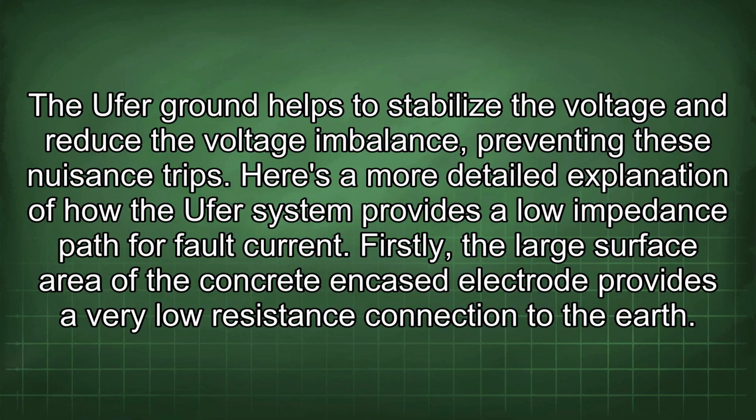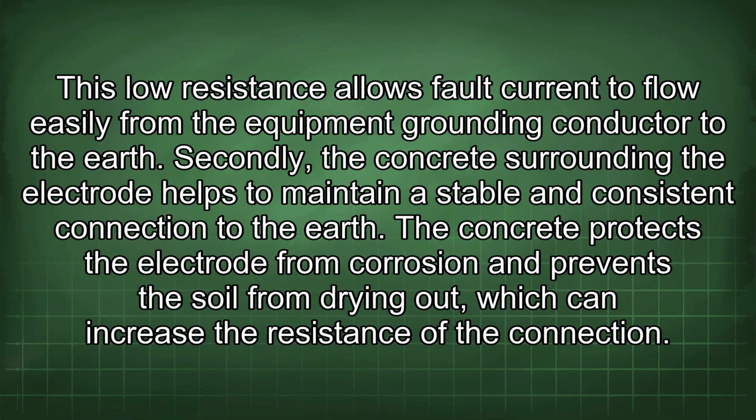Here's a more detailed explanation of how the Ufer system provides a low impedance path for fault current. Firstly, the large surface area of the concrete encased electrode provides a very low resistance connection to the earth. This low resistance allows fault current to flow easily from the equipment grounding conductor to the earth. Secondly, the concrete surrounding the electrode helps to maintain a stable and consistent connection to the earth. The concrete protects the electrode from corrosion and prevents the soil from drying out, which can increase the resistance of the connection.